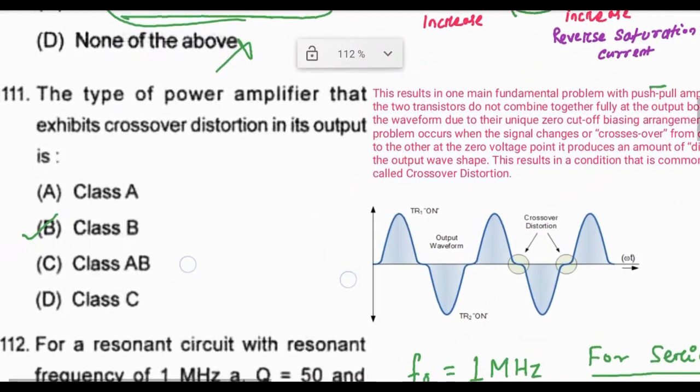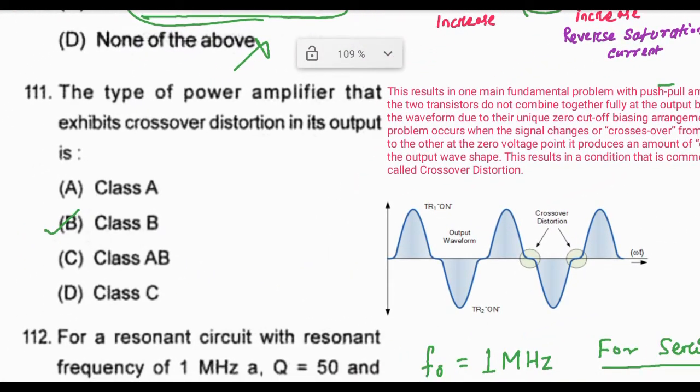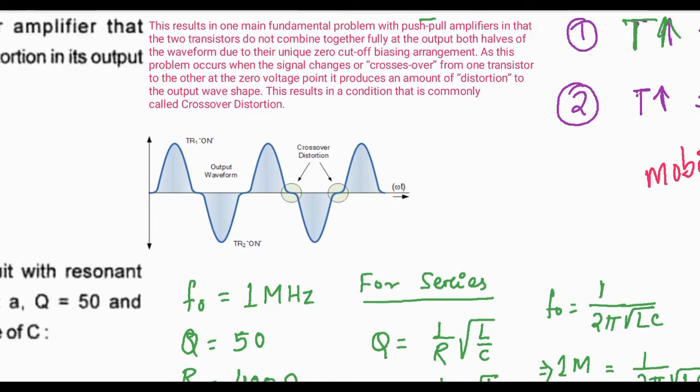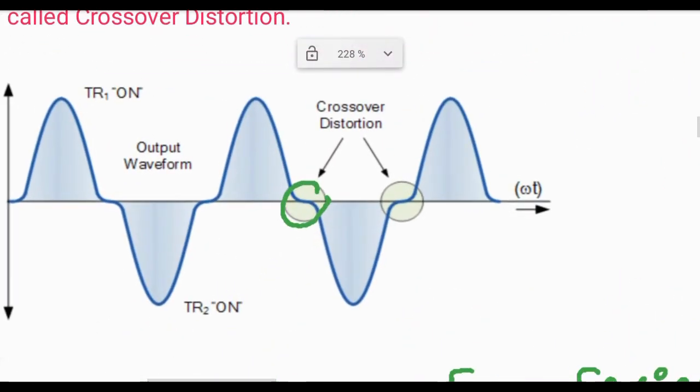So next question is: the type of power amplifier that exhibits crossover distortion in its output is... This is class B amplifier, and this is also called the push-pull amplifier, and this is the output, and this region is called the crossover. This is the crossover. This one is crossover distortion.